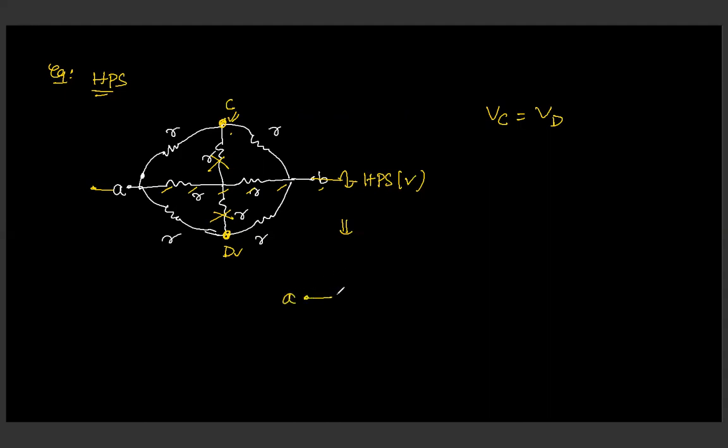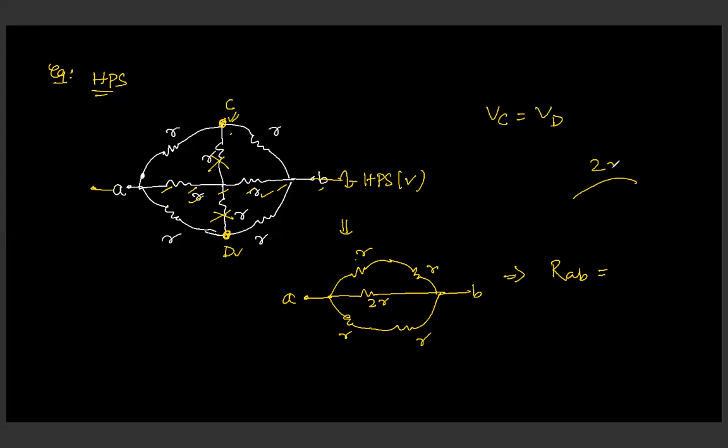This point is A, and very simple. This one is R, this is R, and if these two are gone, this R and this R will become series. So it will become 2R, and here it is R and R. And this point is B. So see how easy it is. R plus R is 2R, 2R and 2R. So 3 2R are in parallel with each other. So the final answer is equal to 2R by 3.